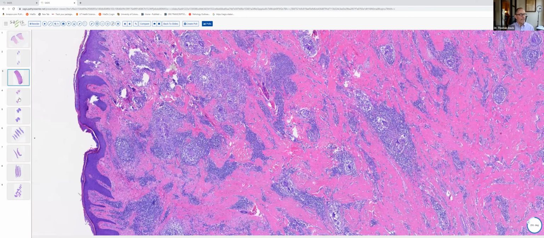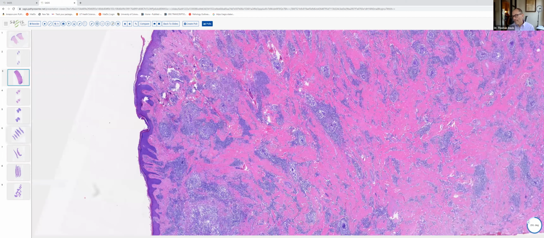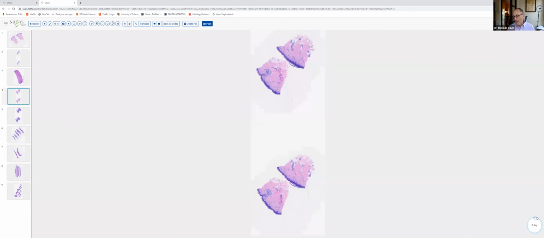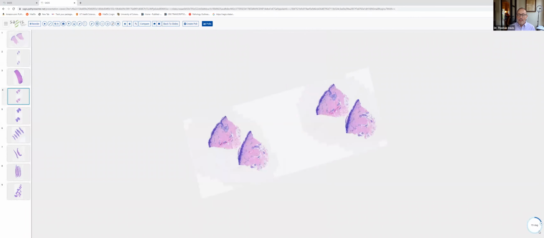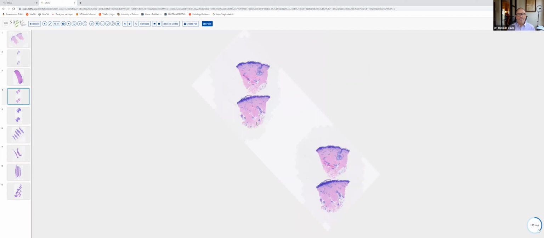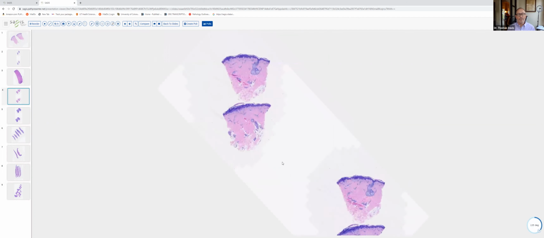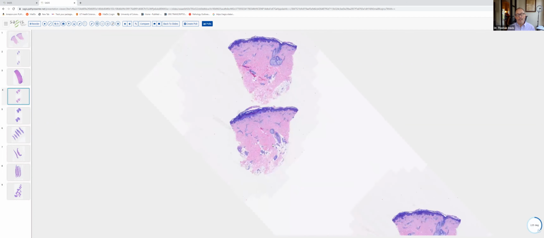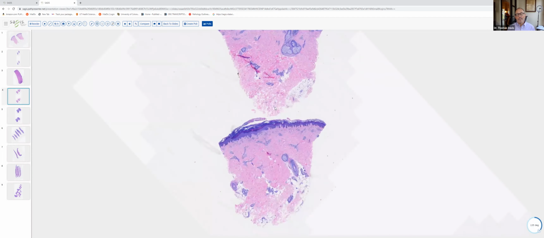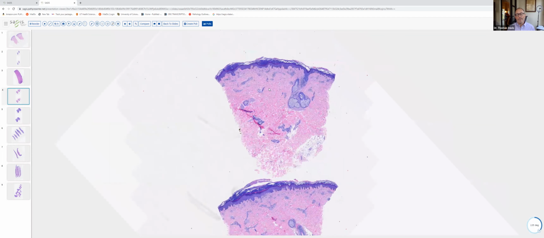Okay, going ahead and moving on to slide number 4. Slide number 4, and I'll tilt the slide here, was a depositional disorder. This was a bisected punch biopsy specimen. And the specimen was from the distal lower extremity. The dermis is relatively thin.